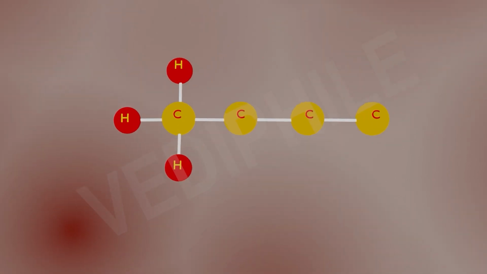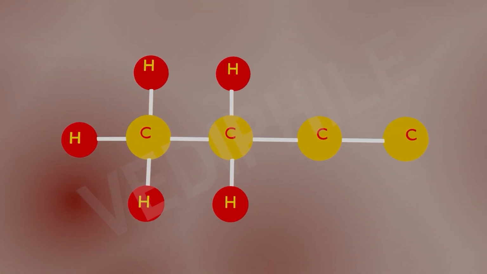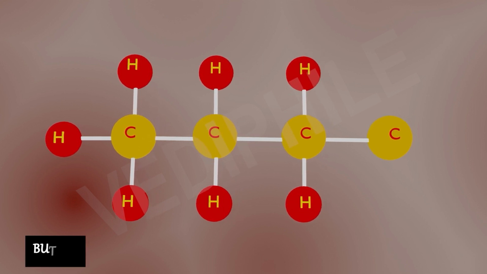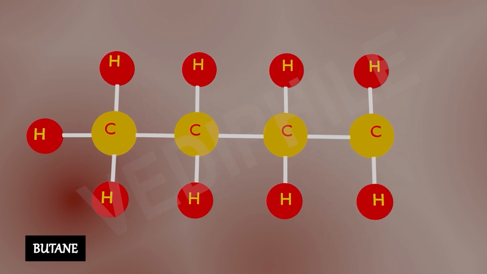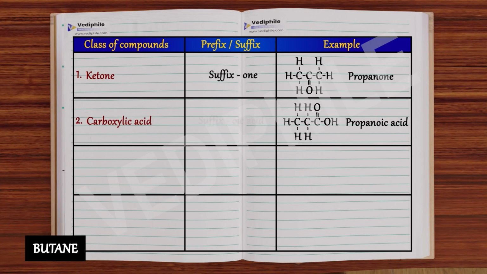So how many carbon atoms are there in this compound? 4. So it is butane. But here functional group is also attached. The functional group is oic acid. So butane plus oic acid means butanoic acid. E is removed and oic is added.